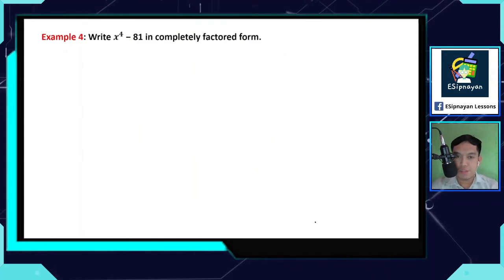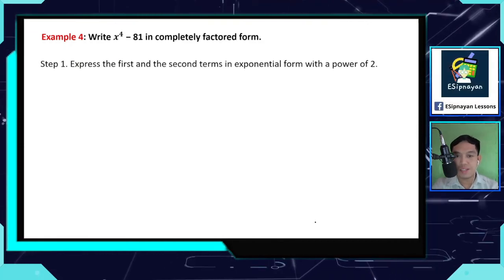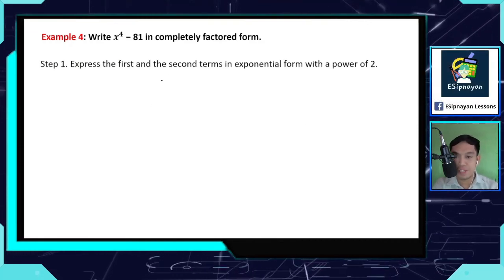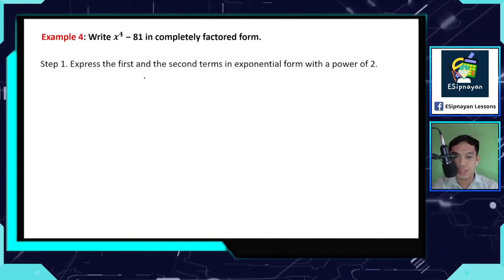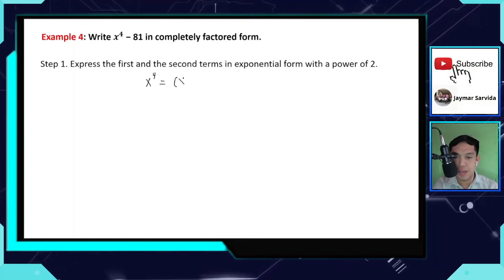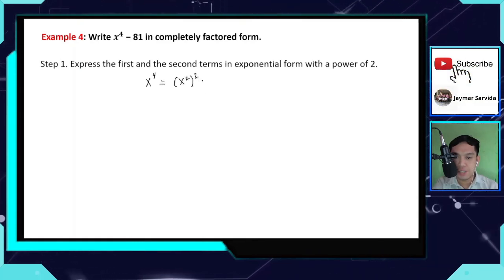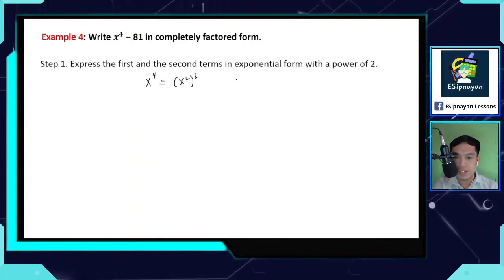Alright, let's proceed to example number 4. Write x raised to 4 minus 81 in completely factored form. Okay? So, step 1 pa rin tayo, express the first and second term in exponential form with a power of 2. So, x raised to 4, yan ay magiging x squared raised to 2. Di ba? Then, yung 81 naman is 9 squared.